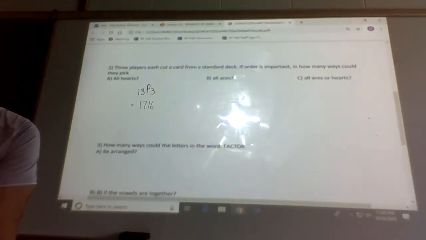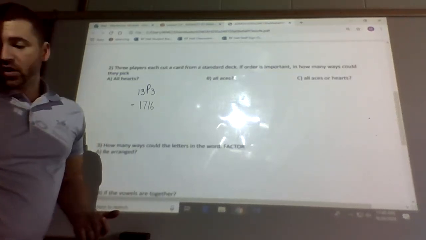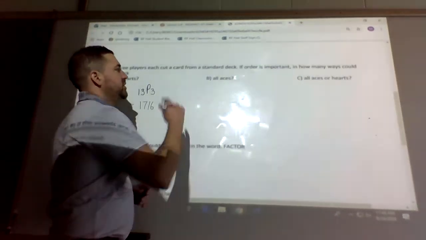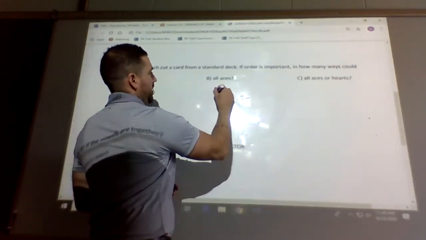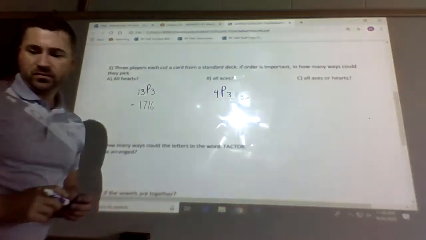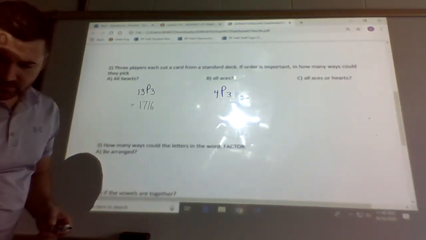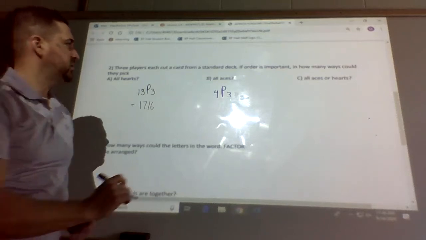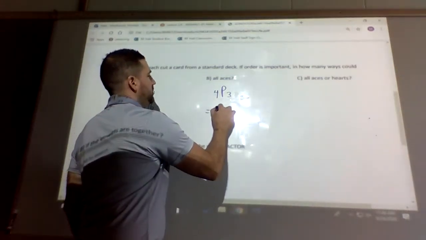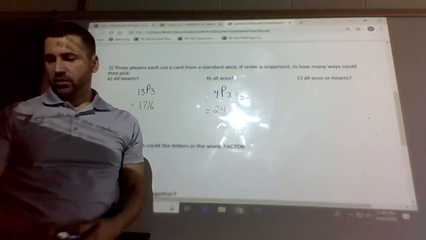Okay, next one. What is the number of ways that they can pick all aces? How many aces are in a deck? There are 4, and we are picking 3 of them. So 4P3 gives us 24. So 4 aces, and we're picking 3 of them.